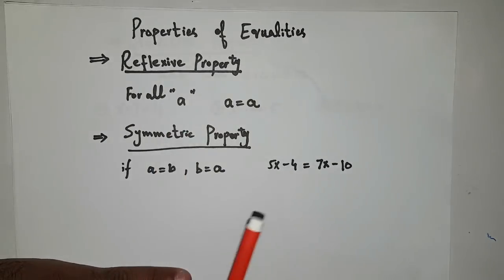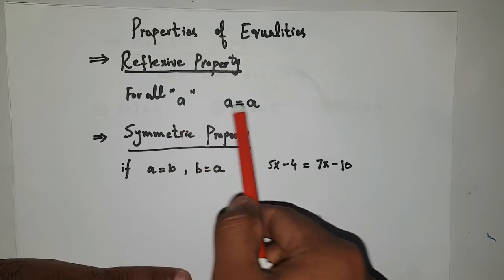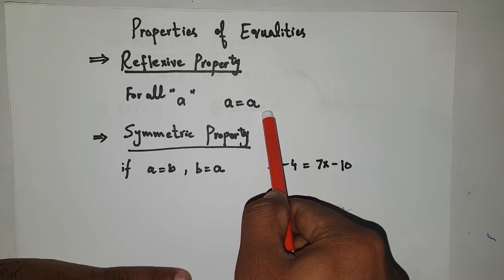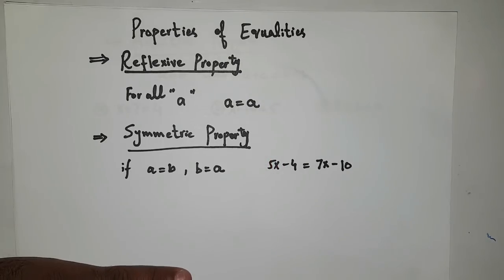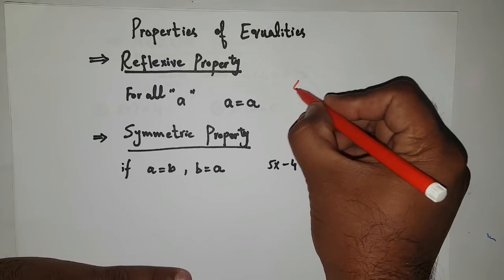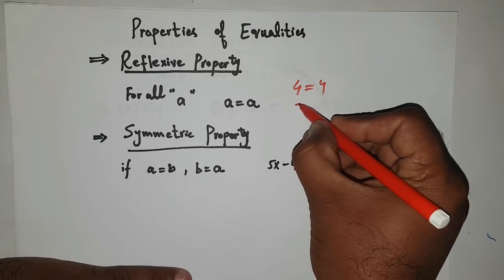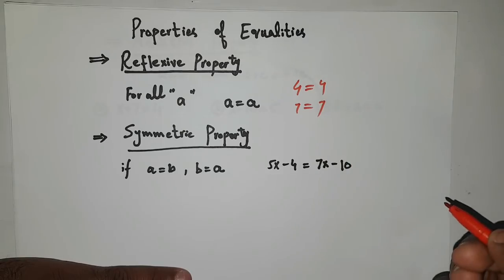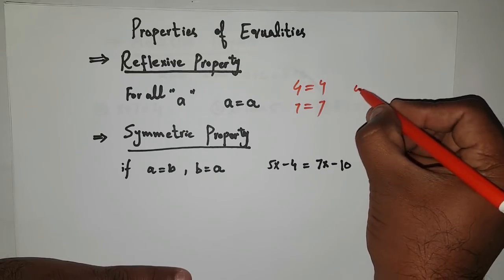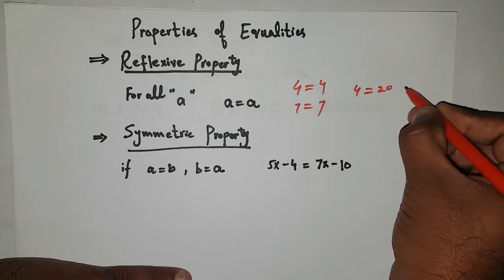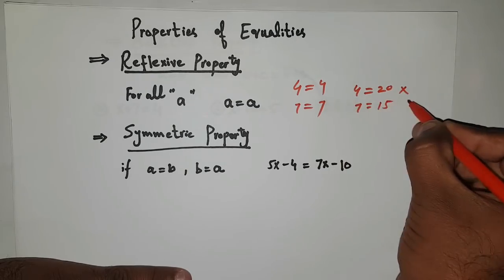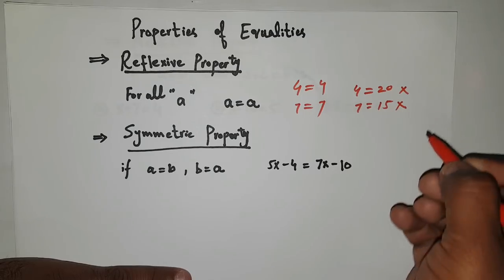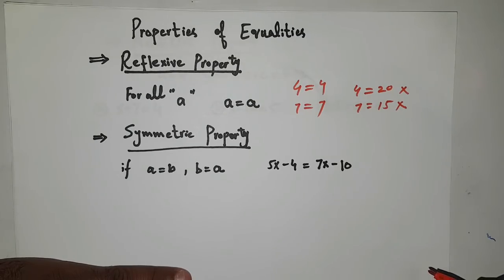Reflexive property. This property says that if we have a number a, then a is equal to a, meaning a number can only be equal to itself. For example, 4 is always equal to 4, 7 is always equal to 7. We can never say that 4 is equal to 20. This is wrong. Also, we can never say that 7 is equal to 15. This is wrong. So the reflexive property says that a number can only be equal to itself.